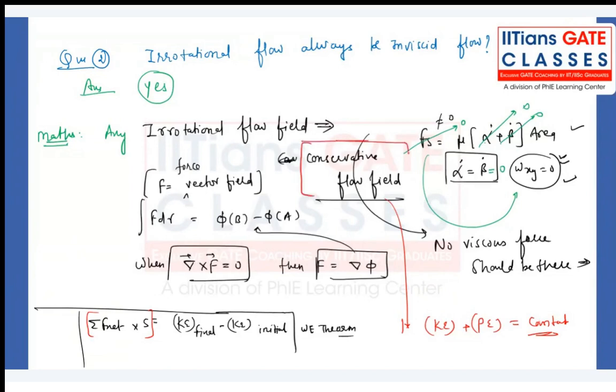Conservative field means there cannot be any friction. If the friction is there, that will make it non-conservative, because that will take some of the energy. Because what is the function of the friction? It takes some of the energy of the body. That's why the body will come to the rest condition after some point of time. Just like, just like what happens.